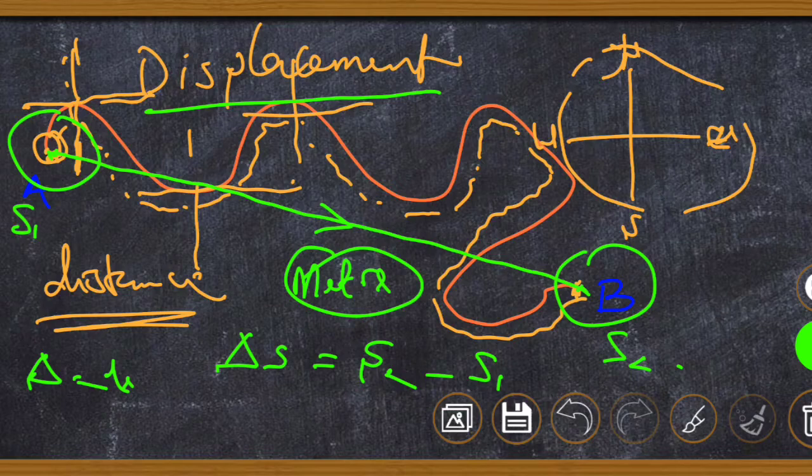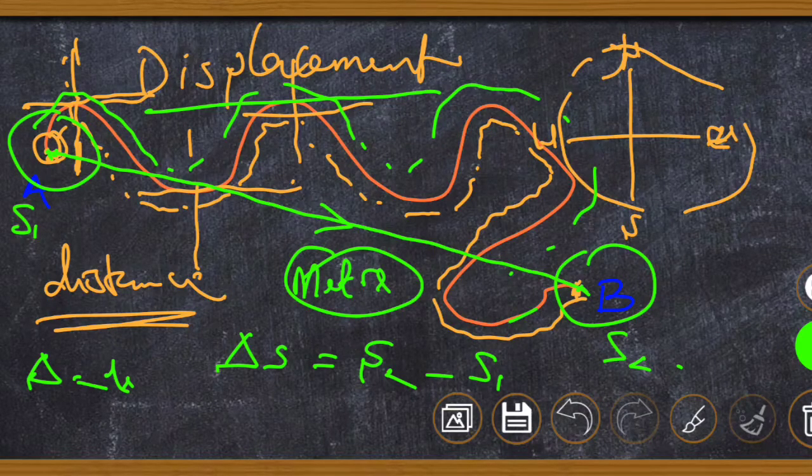Now, note again that displacement does not depend on the path taken by the object. If you take a look at this, the object takes this path in its motion, but when we want to consider the displacement of the object, we only consider the initial position and the final position of the object. Now let's take a look at an example to simplify all this explanation.